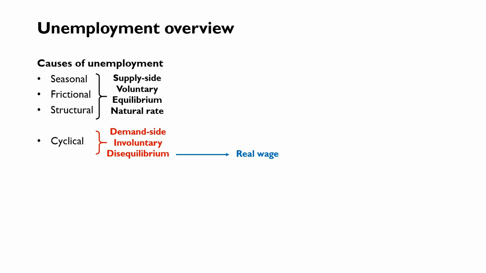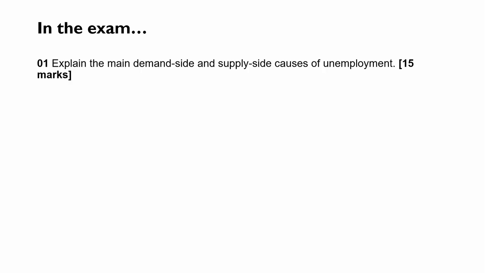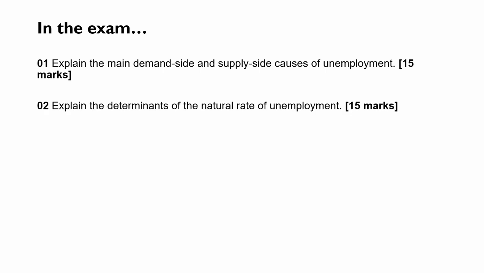Lastly, let me just walk you through some of the ways what we've looked at in this video might appear in the exam. The main application is going to be 9 or 15 markers in the AQA syllabus. So 15 markers are explain questions. So we might see something like explain the main demand and supply side causes of unemployment. Well, that gives us 2 points. Point 1, demand side, that's cyclical unemployment. And point 2, supply side, that's our natural rate, and we can explain that.